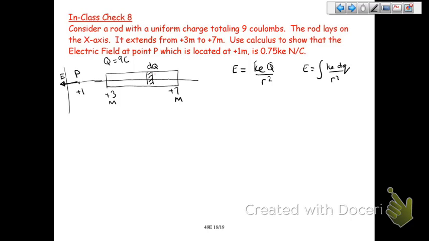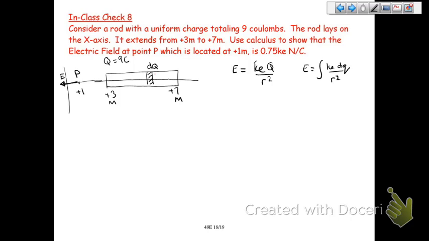So let's do it. And we got a problem, because this is saying integrate this with respect to q, and I don't know how to do that. So I need to change what my integration is with respect to. I don't know how to integrate 1 over r squared with respect to dq. I need to convert that from a dq to a dr.